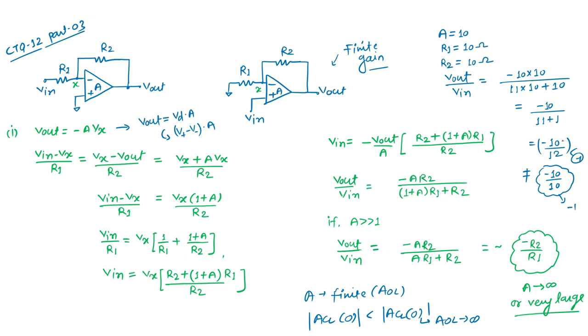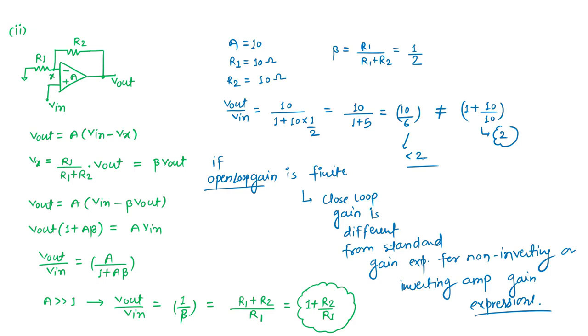But what about when we are considering gain to be finite, which is 10 here? Then the closed loop gain we are getting is 10 by 12, which is less than 1. Okay, here it is also happening. When open loop gain is finite, which is 10 here, then closed loop gain is less than 2. Rather, here it is 2. So we can say the magnitude of closed loop gain when open loop gain is finite is less than the magnitude of closed loop gain when open loop gain is infinite. Okay, this is the only point I want to make here.